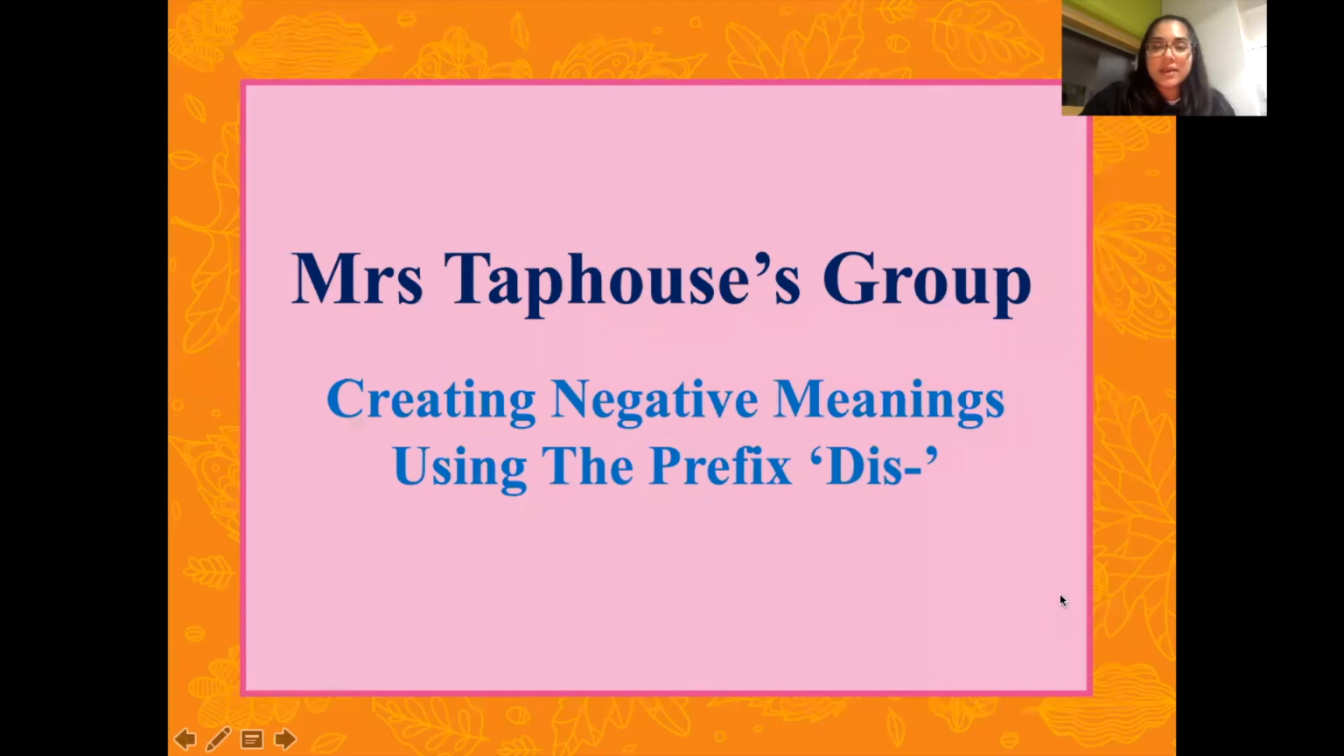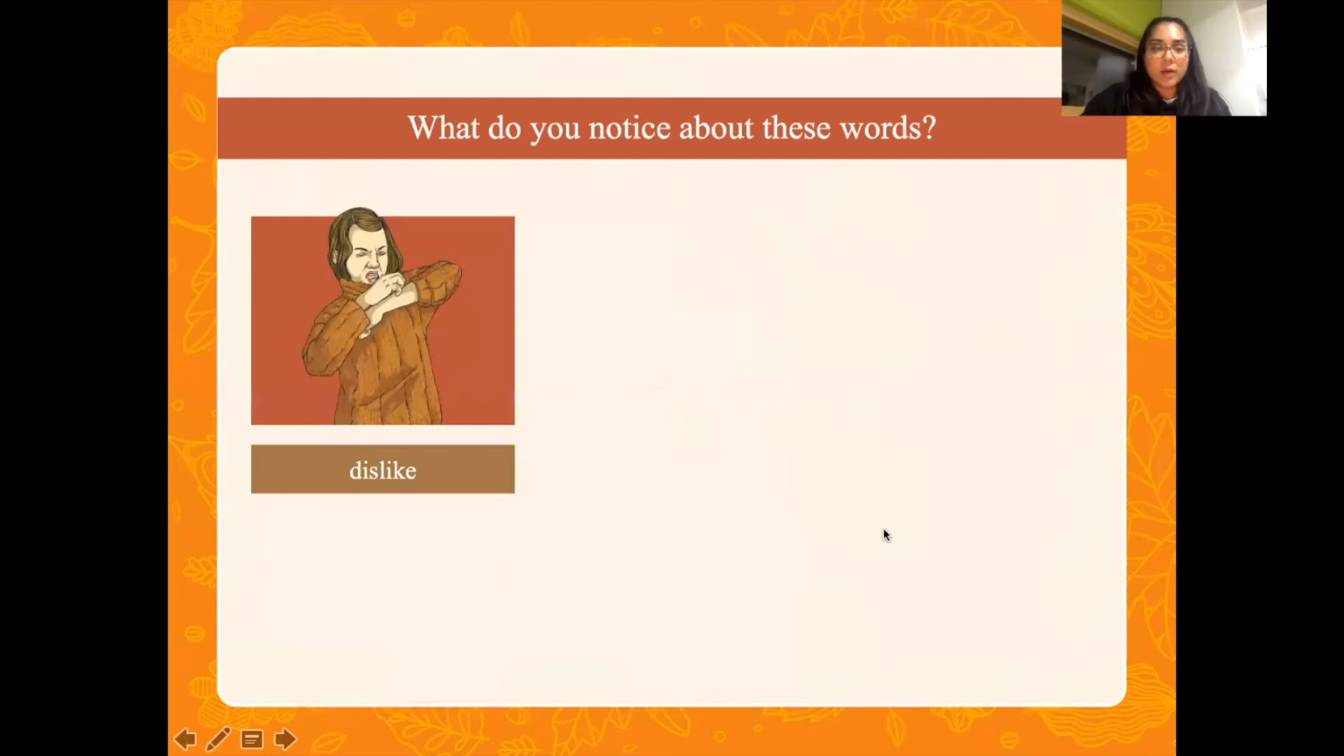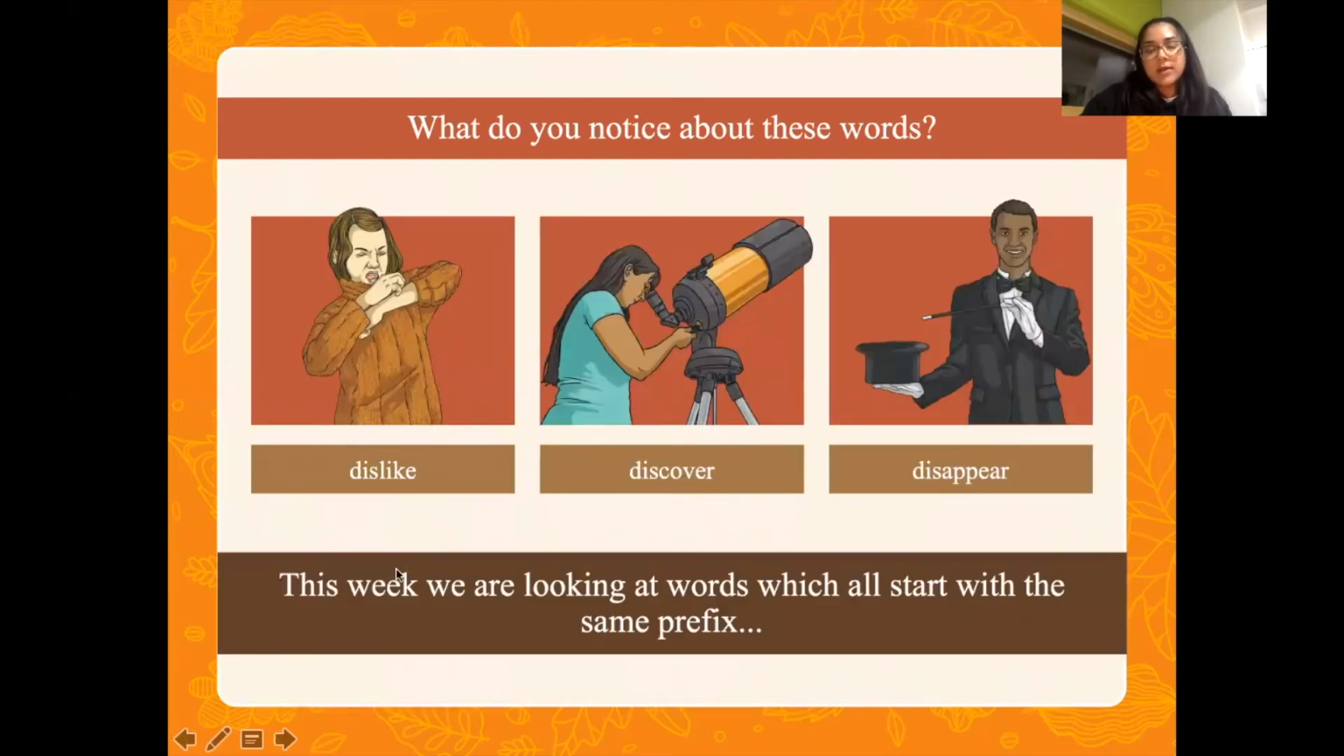Okay, good afternoon, Mrs. Taphouse's group. So today we are going to be creating negative meanings using the prefix dis. Okay, so let's have a look. What can you notice about these words? Dislike, discover, disappear. Well done.